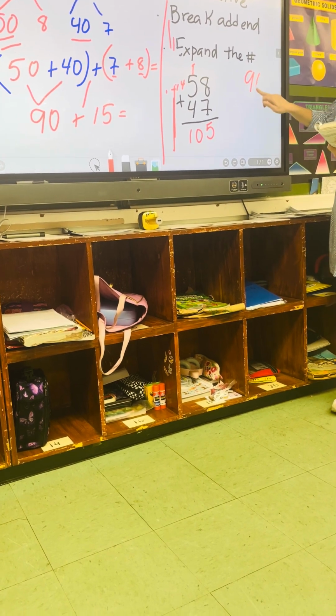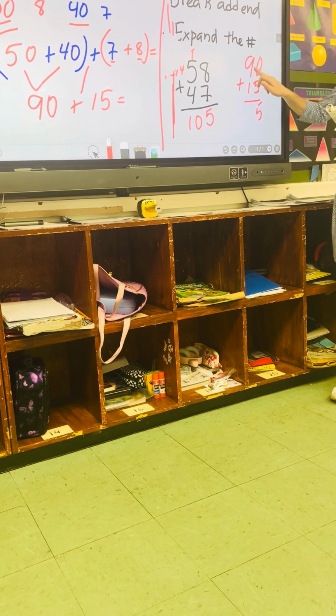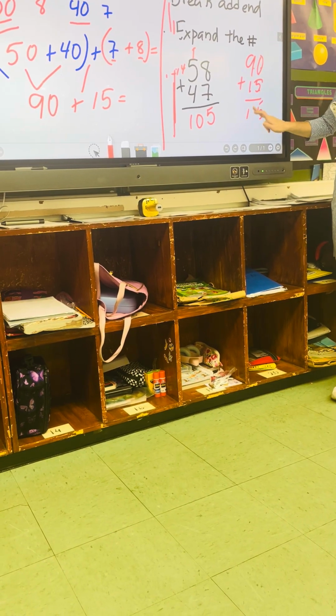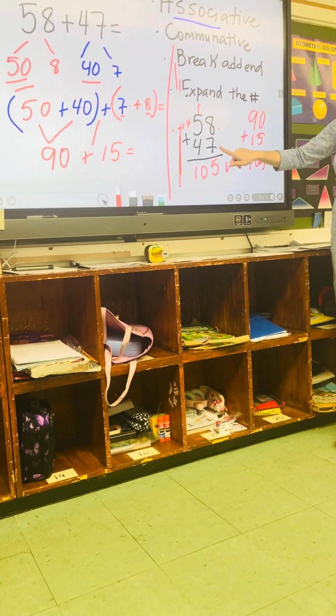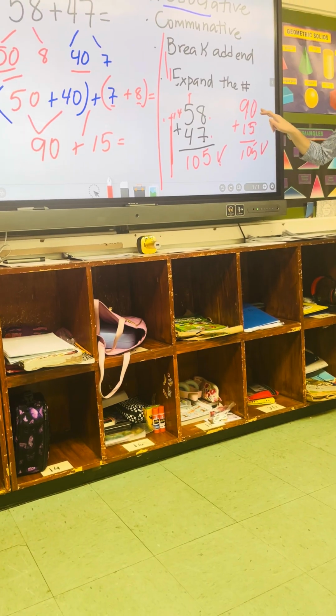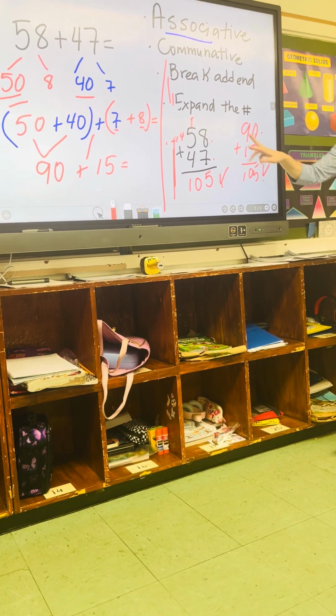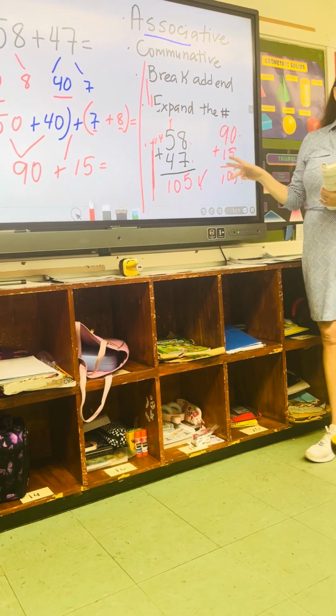105. 90 plus 15: 5 and 0 is 5, and 9 plus 1 is 10. 105. So check mark, check mark. 58 plus 47 is 105, and 90 plus 15 is 105. So it doesn't matter how you combine the addends, you get the same sum.